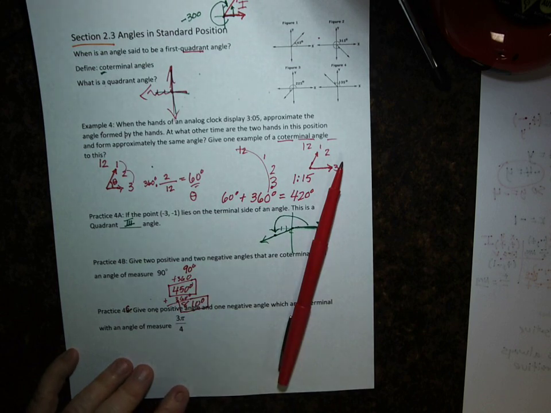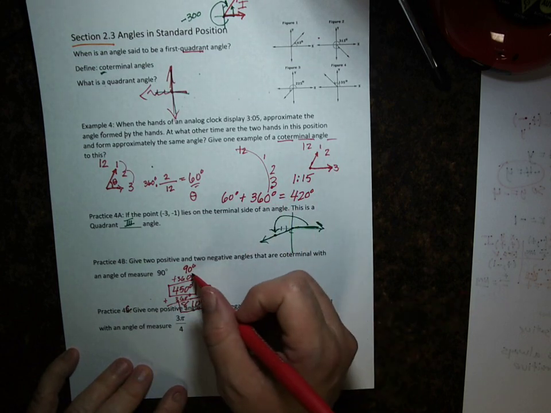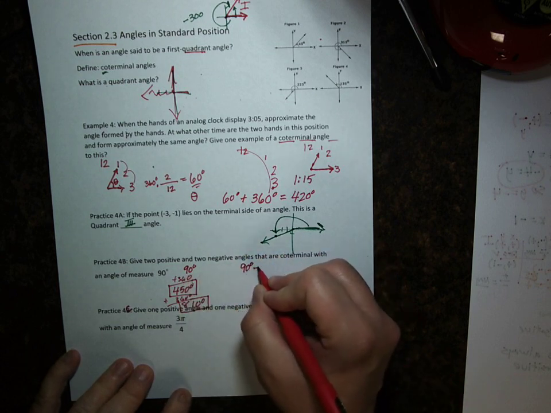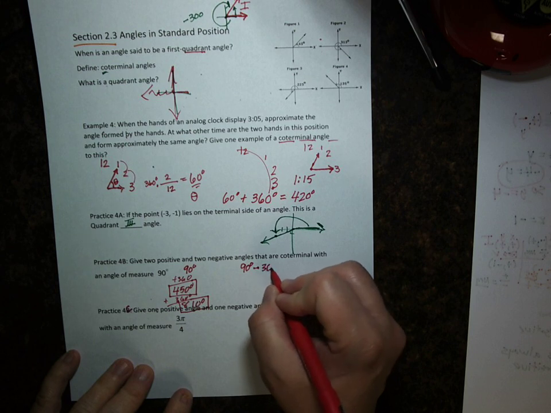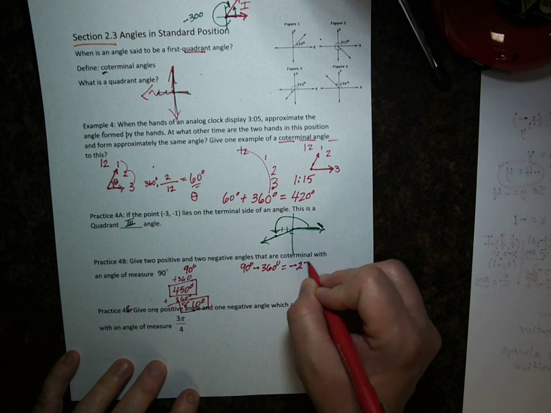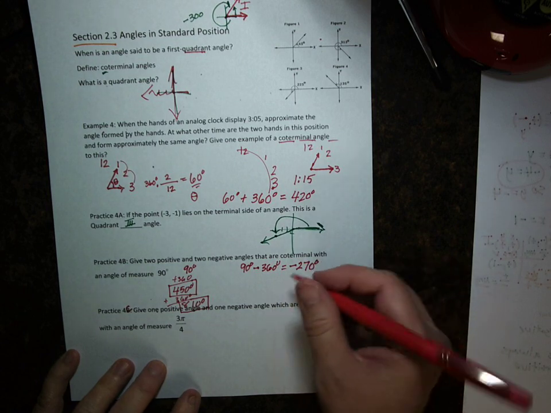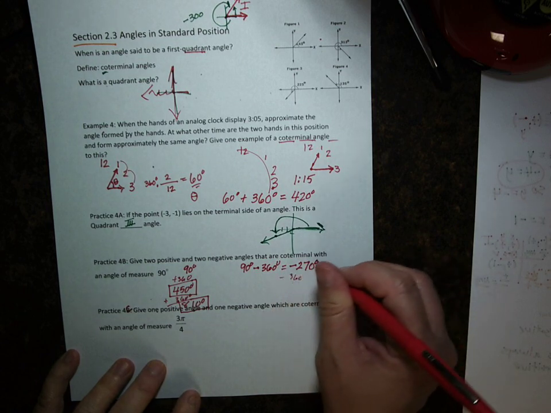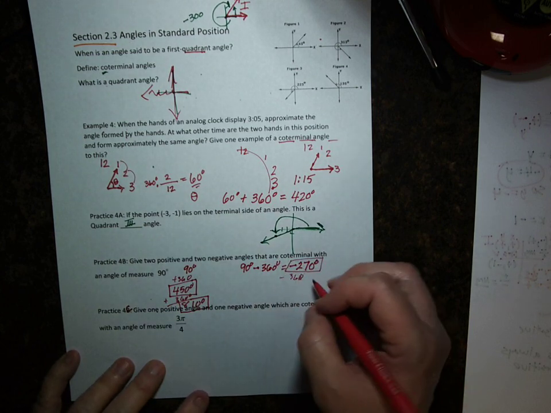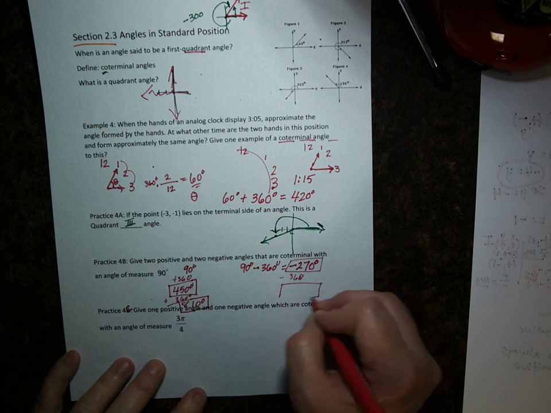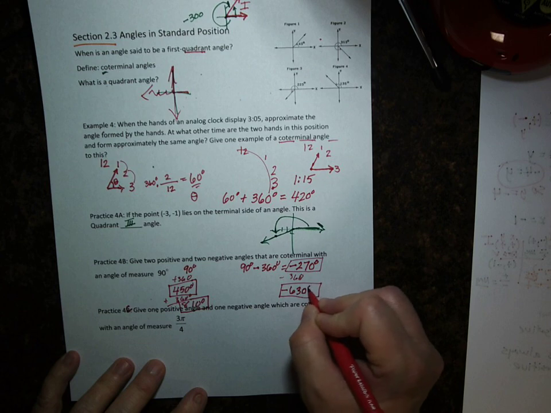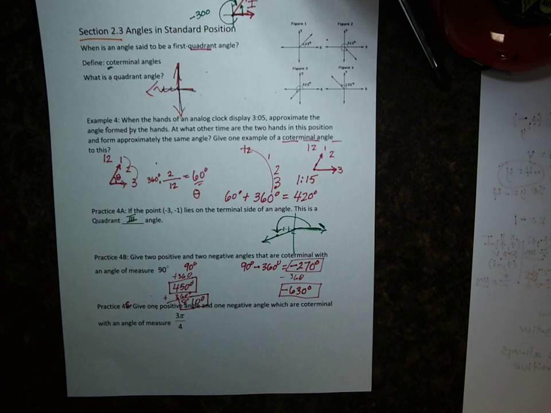It also wanted some negative angles that had the same coterminal, so I'll take 90 degrees and I'll subtract 360, and that's going to give me an angle of -270 degrees. And then we can subtract another 360, so there's one negative angle that's coterminal with a 90-degree angle. Subtract 360 again from that, and you'll get the next one, which would be -630 degrees. All right.